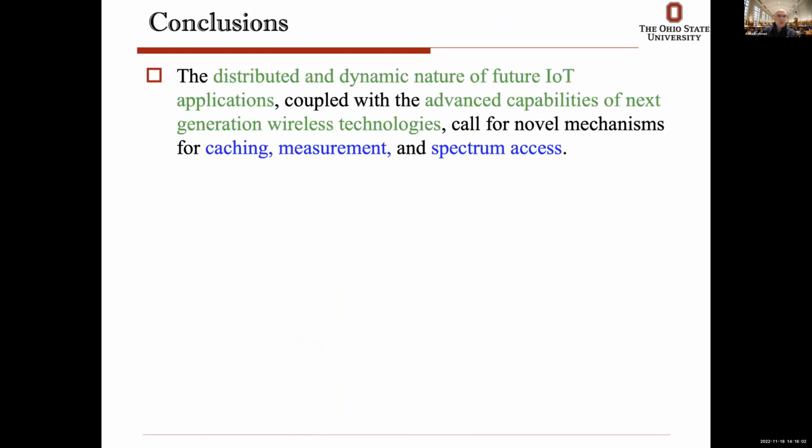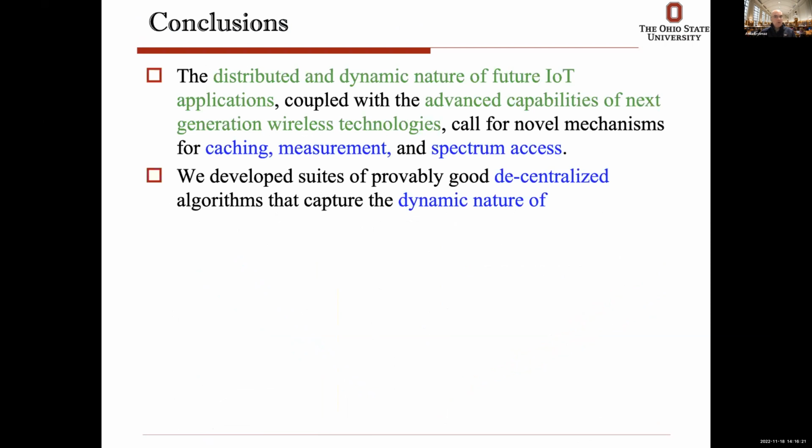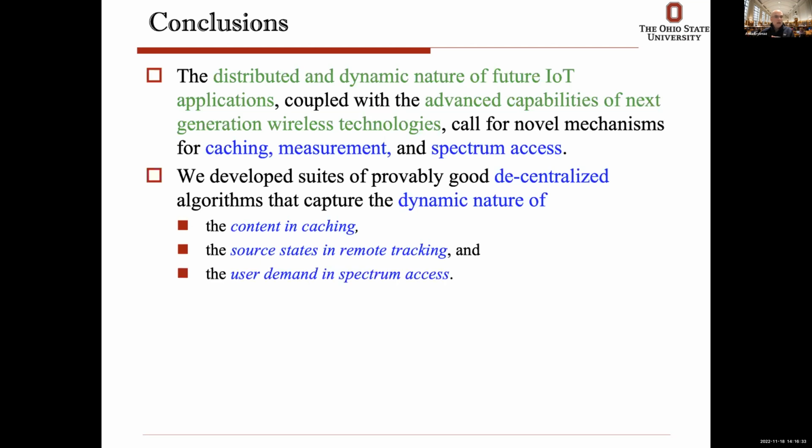Okay, so I should wrap up. In conclusion, what I'm trying to convey here is that these IoT applications and the next generation technologies expand our horizon and call for new methods of caching, measurement, and spectrum access. We've developed some of them here. You just got an overview of some of them, looking into content dynamics in caching, source state dynamics in remote tracking, and user demands in the spectrum access case.